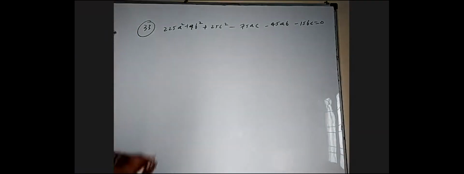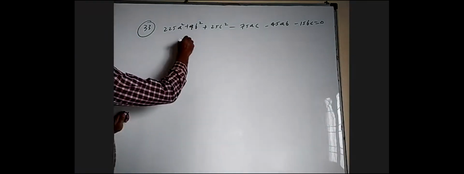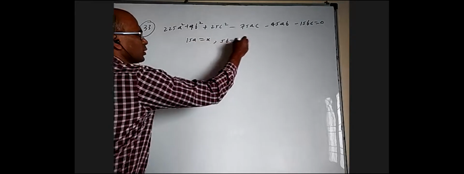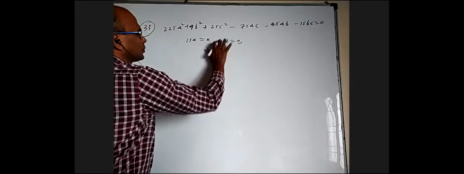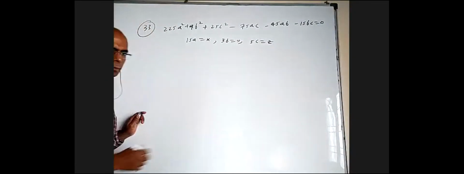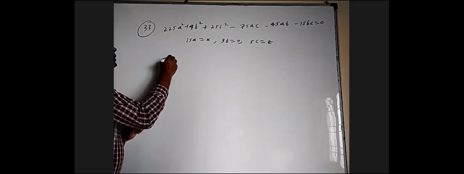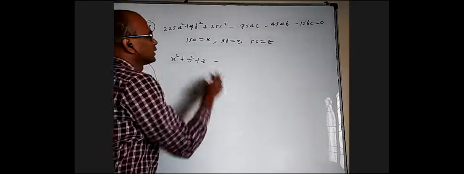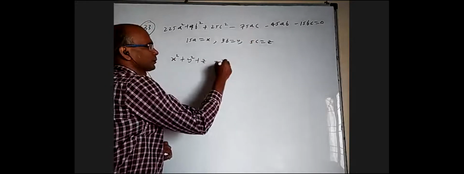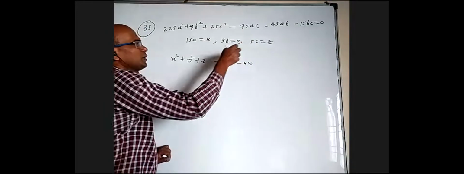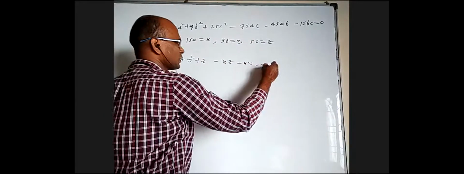Actually, you can take 15a equal to x, 3b equal to y, and 5c equal to some z. Then this is going to be x square, this is going to be y square, and this is going to be z square. This is nicely xz, 45ab is nicely xy, and 15bc is nicely yz equal to 0.